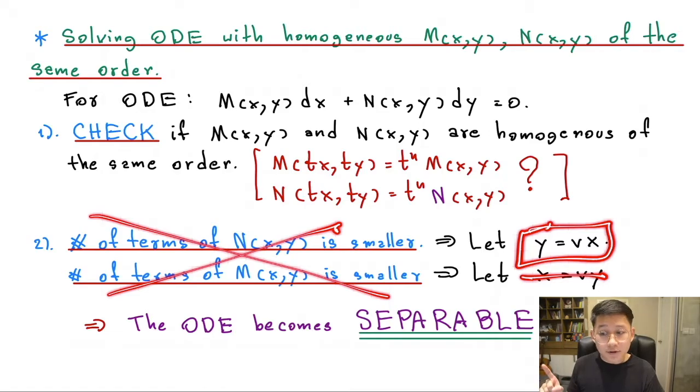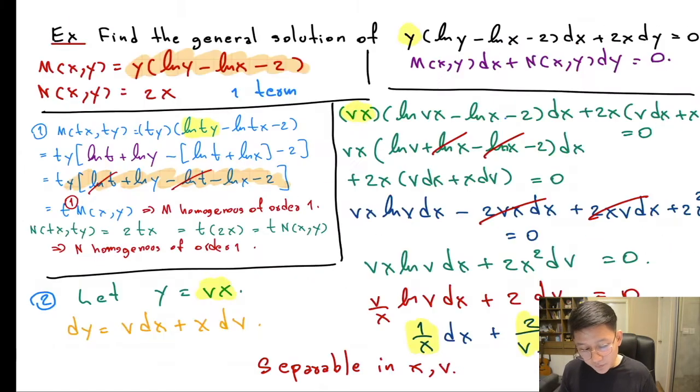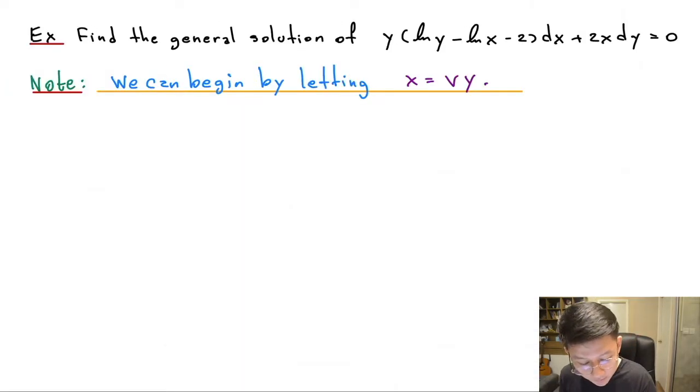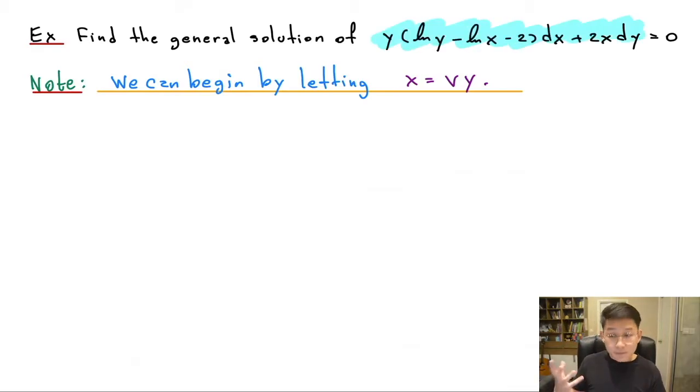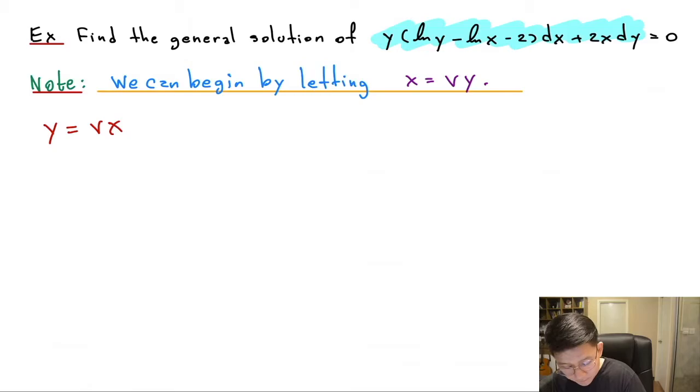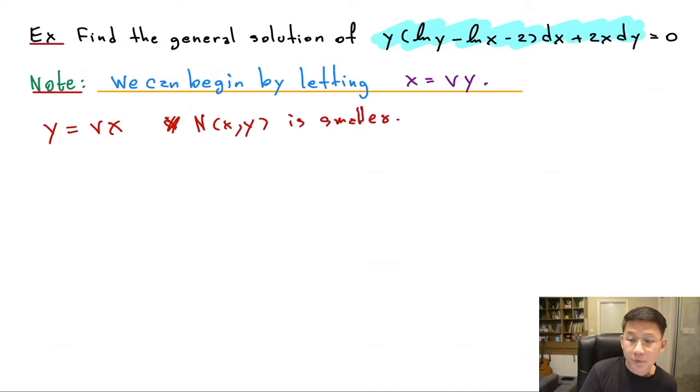But it can be a lot harder. For example, the same problem. If you notice, this is the same problem as before. We already verified that m and n are homogeneous functions of the same order. Before this, we let y be vx because the number of terms in x y is smaller. But if you really want, you can let x be vy as well, and it works fine. You will get the same solution. It's just going to be harder.